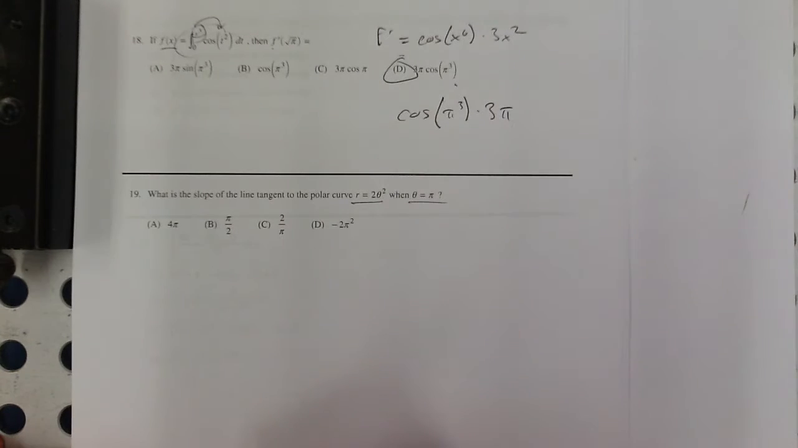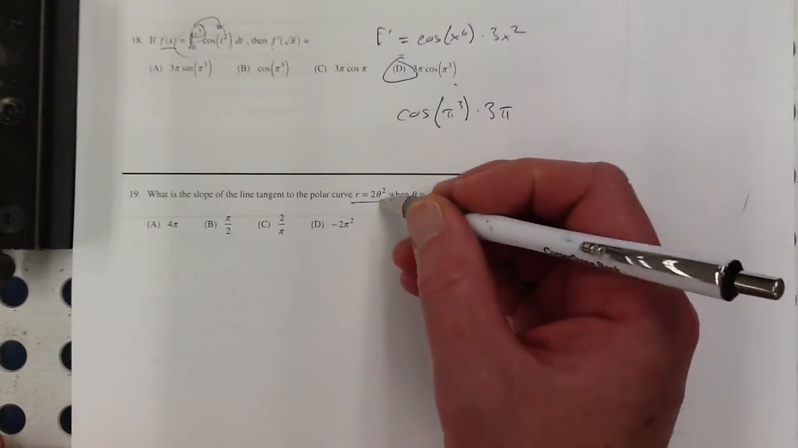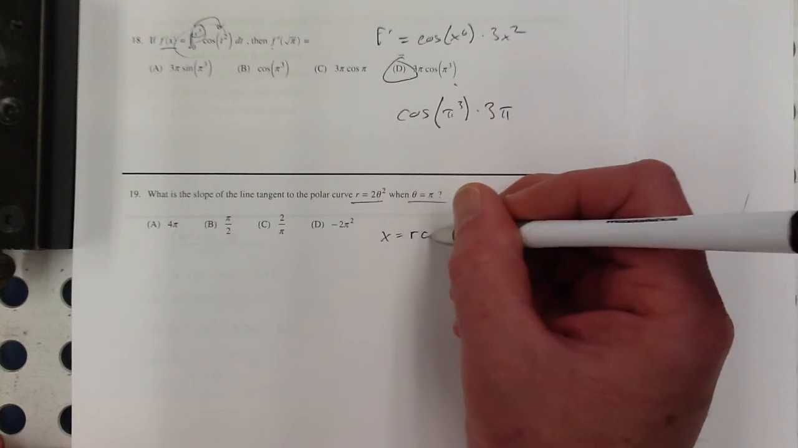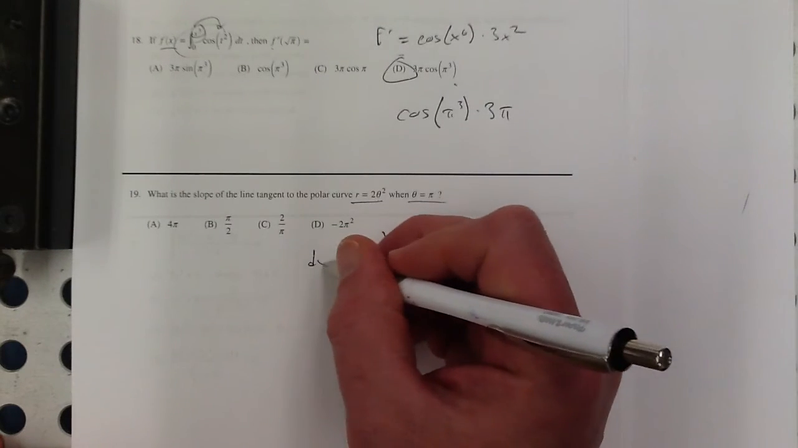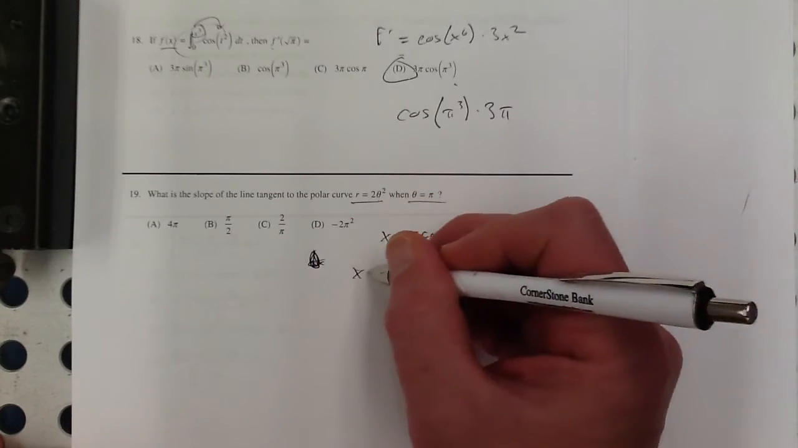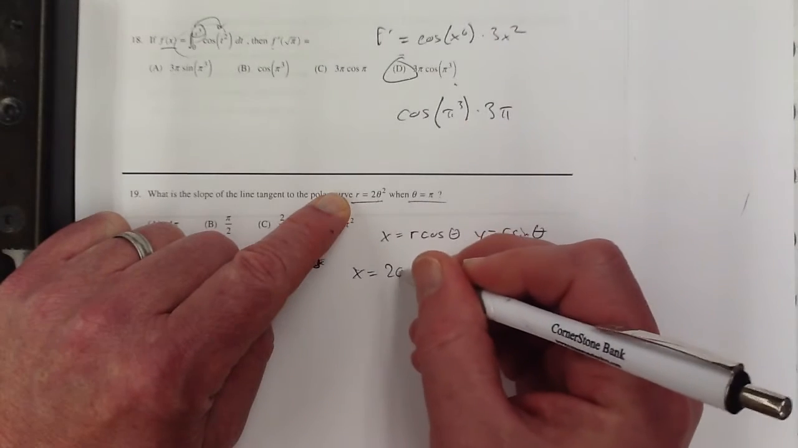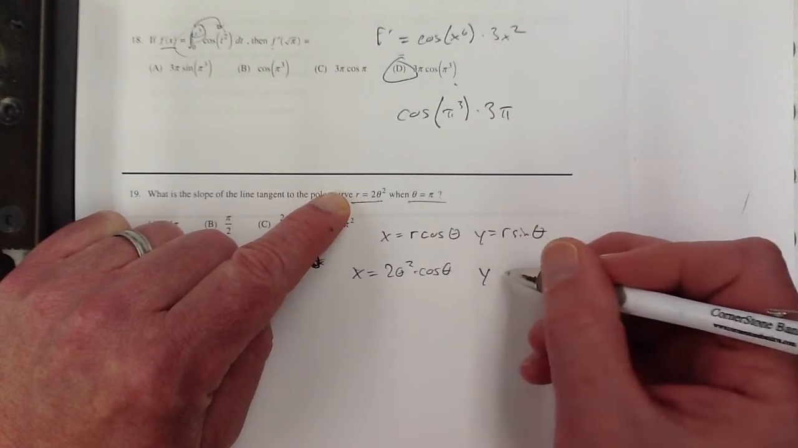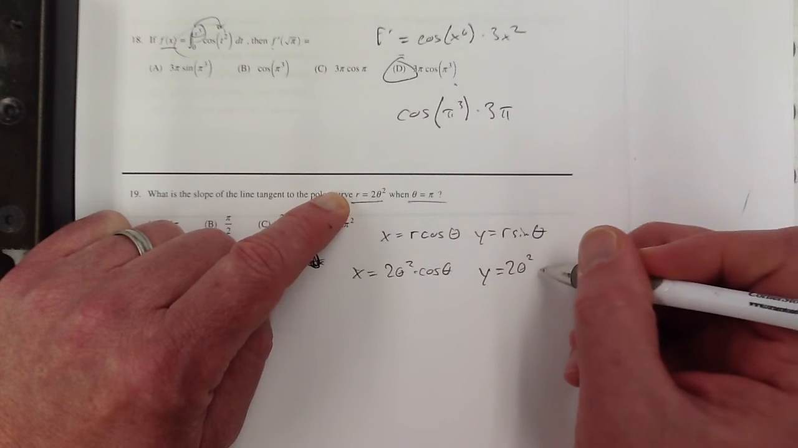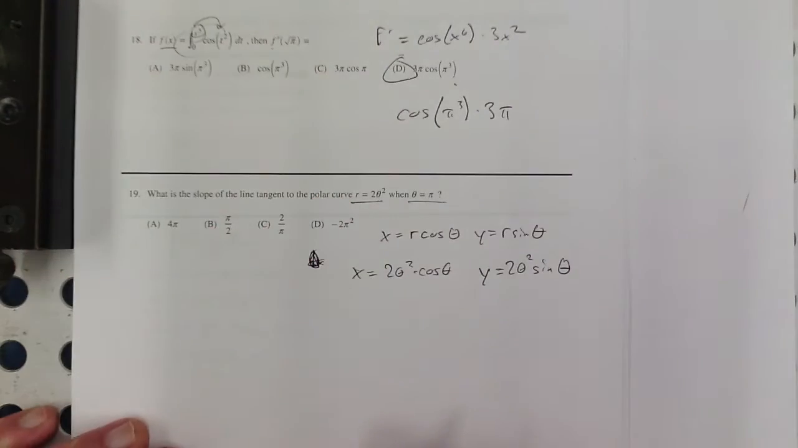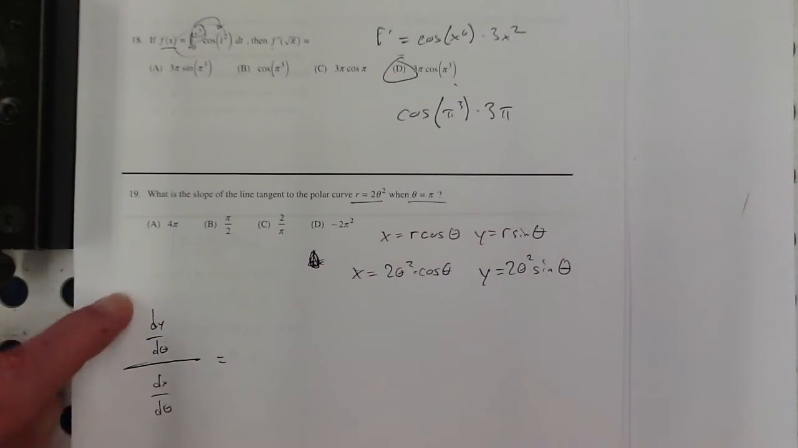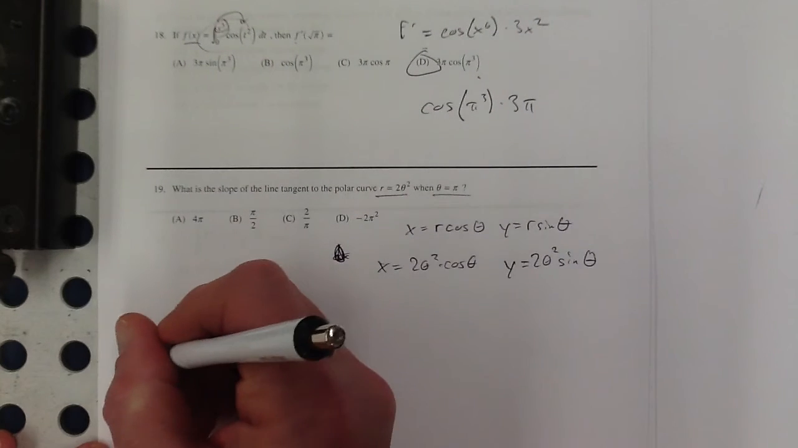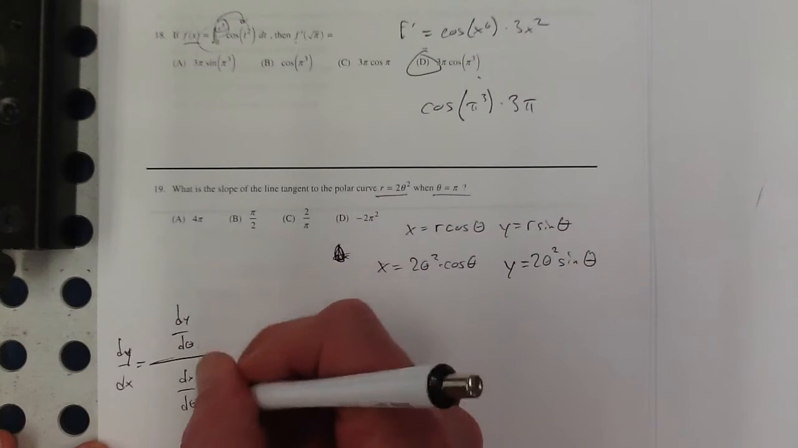So to do the slope of a polar curve, we need to parameterize it. Remember that x is equal to r cosine theta, and y is equal to r sine theta. So dx, well, let me do these first. So x is equal to r, which is 2 theta squared, cosine theta, and y is equal to 2 theta squared times the sine of theta. So what I need to find is dy/d theta over dx/d theta, because that's dy/dx. Right, the d thetas would cancel.